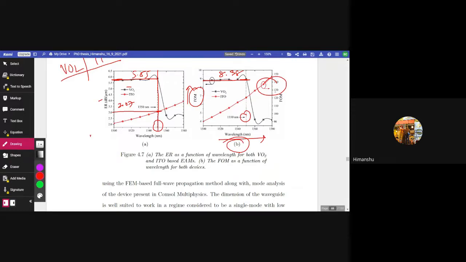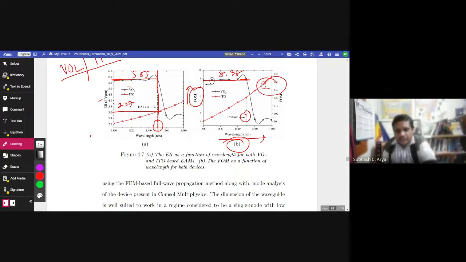So now coming to the text. Yeah, just a second. In figure 4.7b, you see we have two axes for the same value, the figure of merit, y1 and y2, and the x-axis is common, that is the wavelength. Since the values are so large for VO2 and ITO, we have plotted on two y axes, y1 for FOM of VO2 based, and y2 for FOM of ITO based. So you see the red color. That is why it is shown like that.